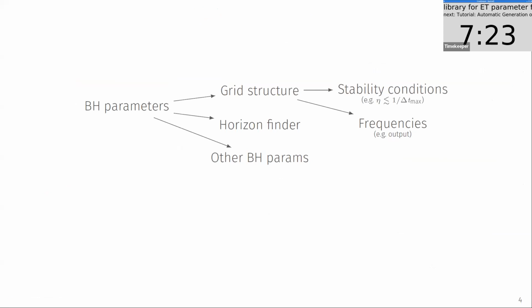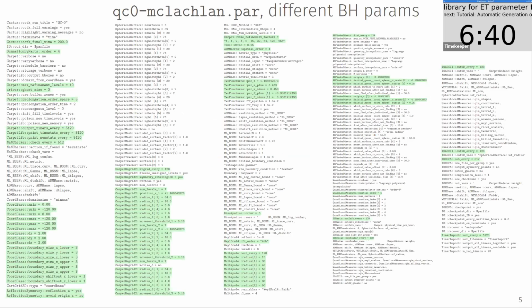But then you quickly realize that if you want to change the black hole parameters, you probably have to change the grid structure because you want to ensure enough resolution. If you change the grid structure, you probably want to change some other parameters to ensure stability conditions. And if you change those parameters, all the fundamental frequencies in your simulation, say output and new output, will probably change as well. And not only do you have to change the grid structure, you probably are going to change the initial guesses for your horizon finders. And if you want to have a quasi-circular inspiral, you also have to change the other black hole parameters to ensure that your inspiral doesn't have eccentricity. So as you see, a very, very small change leads to a huge change in the parameter file.